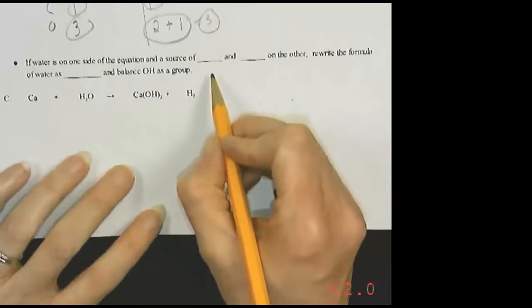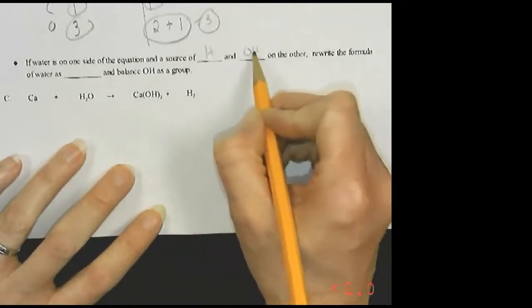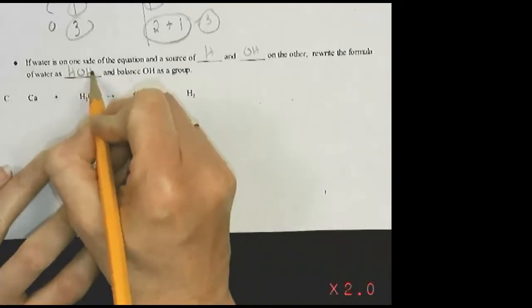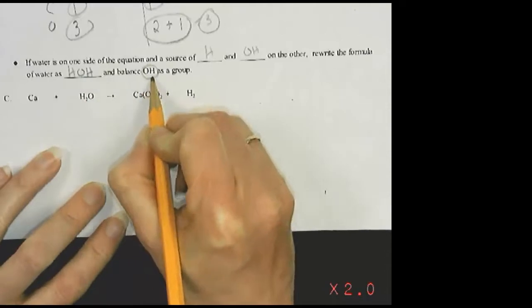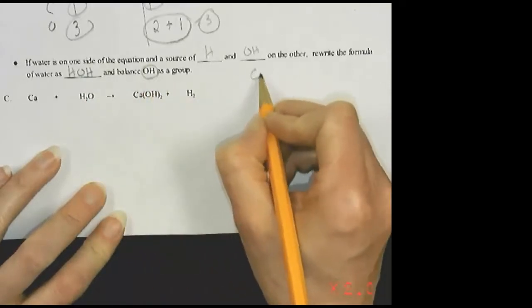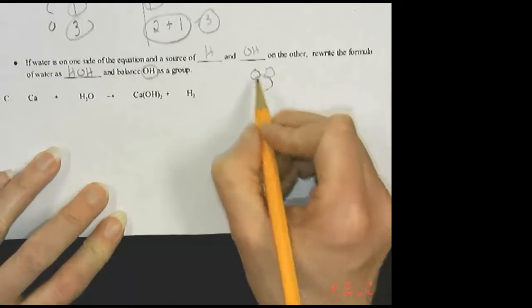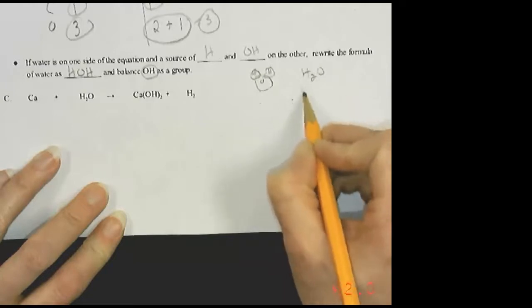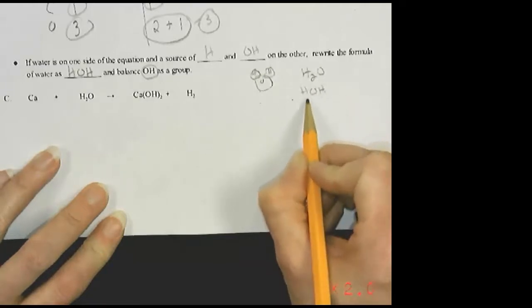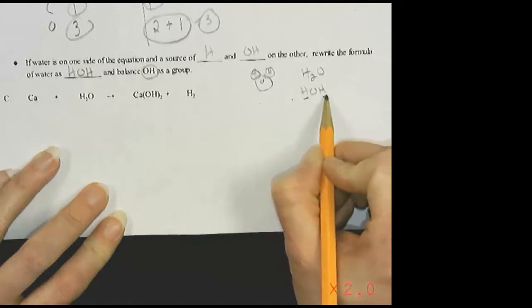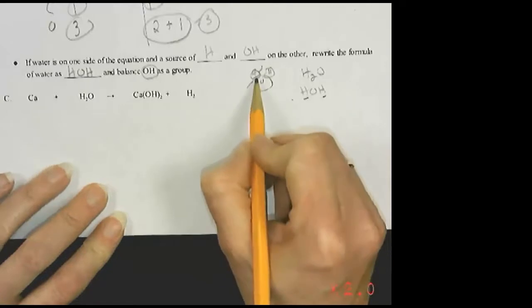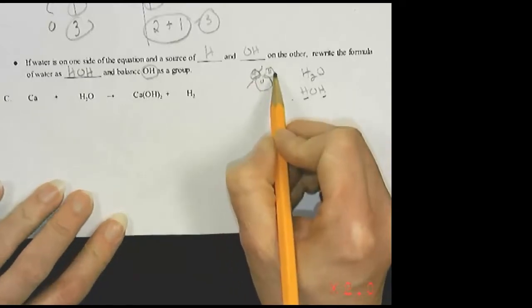If water is on one side of the equation and a source of hydrogen and hydroxide are on the other, rewrite the formula of water as HOH and balance the OH as a group. So remember when we were doing diagrams with water, we were always doing that little Mickey Mouse. Okay, this is HOH. So instead of writing it H2O, it's just another way of representing water. So H and H are my 2 hydrogens, and this is my OH group. So it's kind of like lopping off one of Mickey's ears for that separate hydrogen. And we're going to keep OH together as a group.